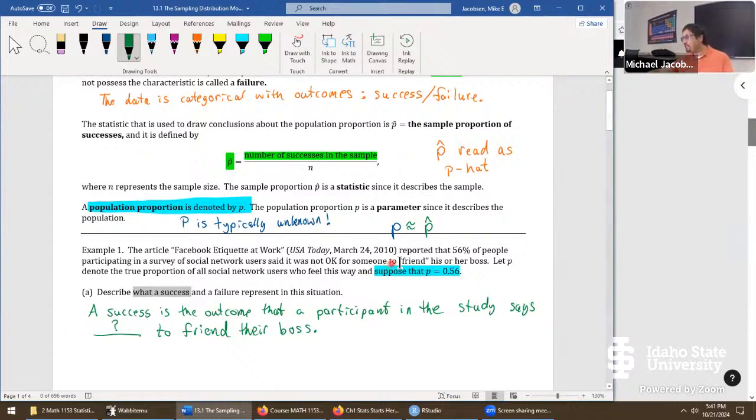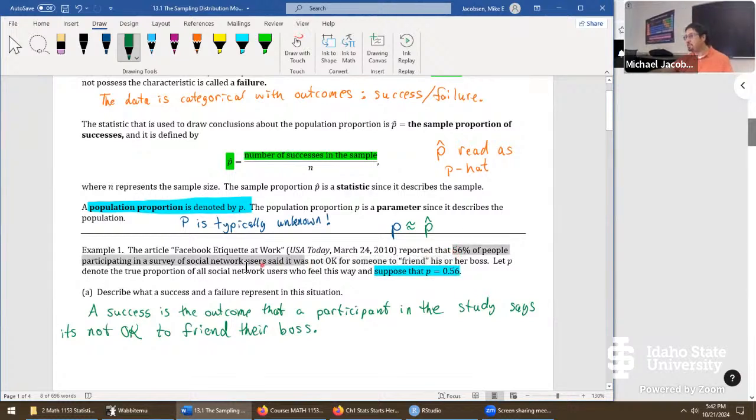Exactly. Here, if they said 56% of the people said, oh, I take that back. It should be the other way around, not okay, because of that right there. So it should be, a success is the outcome of saying it's not okay to friend their boss. But you're on the right track. That was pretty much what it was about. And the reason I went this way, that it's not okay, is because that's how the parameter p equals 0.56 was given in this problem.